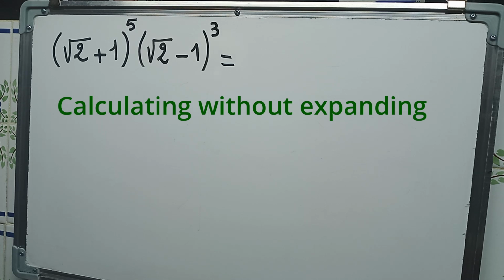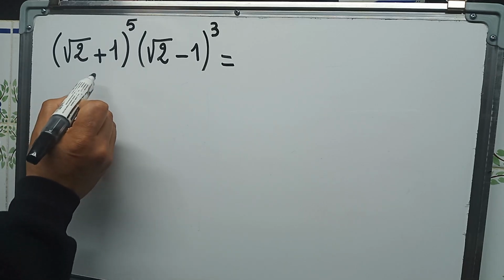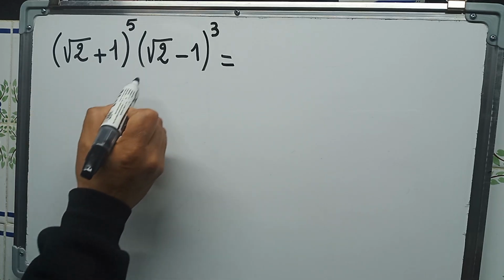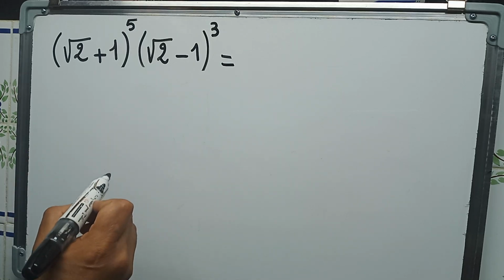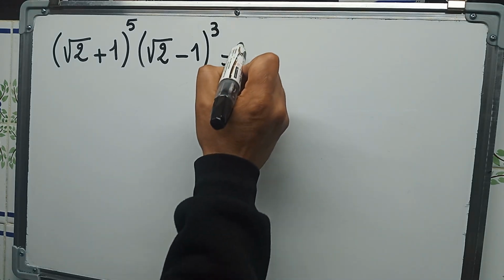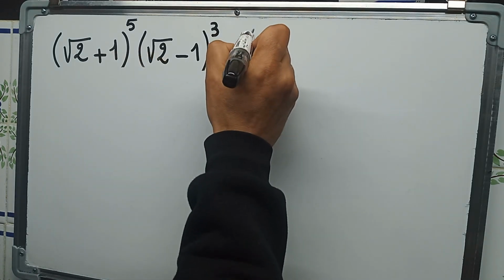In this problem, the question is to calculate this number without expanding. Of course, if you see here, we have square root of 2 plus 1 is the conjugate of square root of 2 minus 1. And we will try to use this fact. And the first thing we will do is we will try to make the same power. So here we have square root of 2 plus 1 to the power of 5.